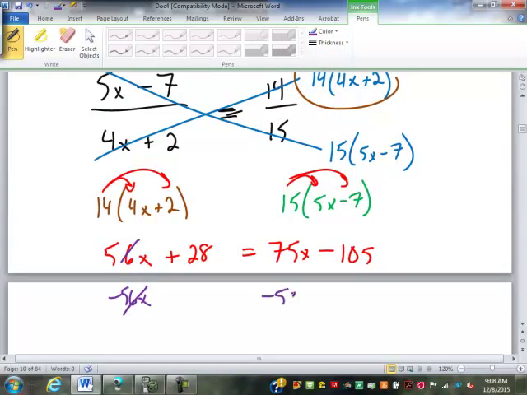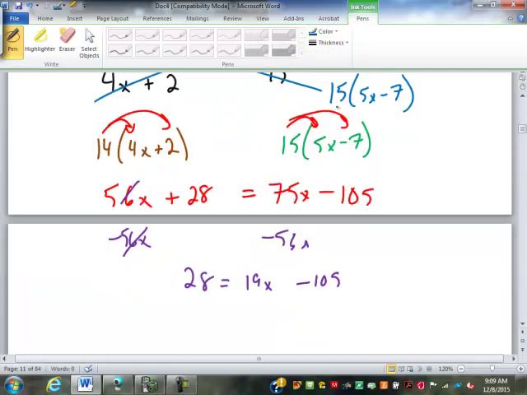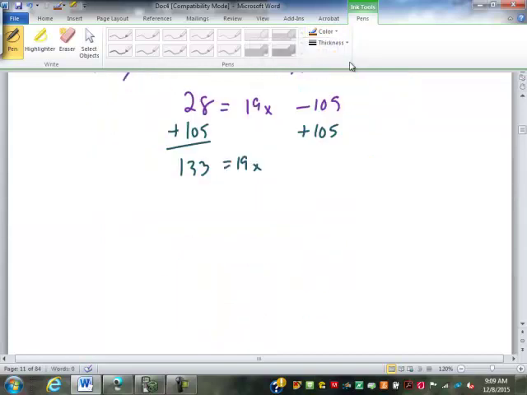Subtract 56x. 28 equals 19x minus 105. And then add 105. So 133 equals 19x. Divide by 19, good. 7 equals x. How many of you had that? Cool.